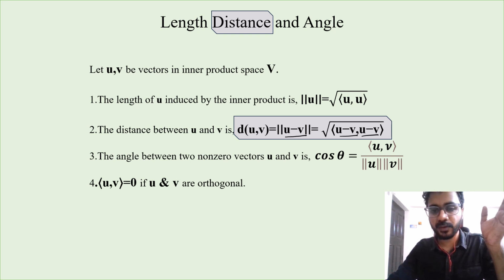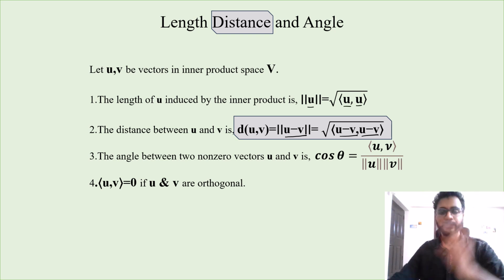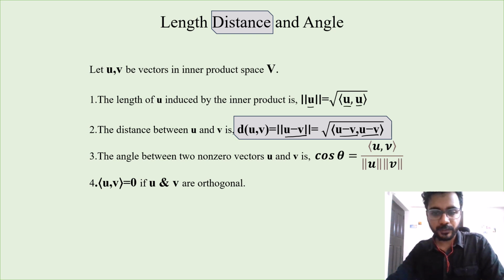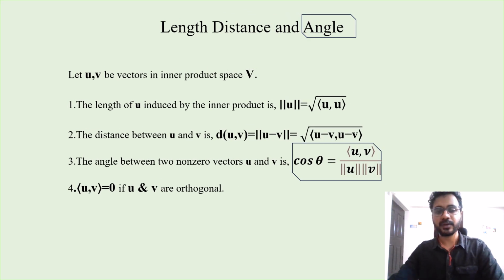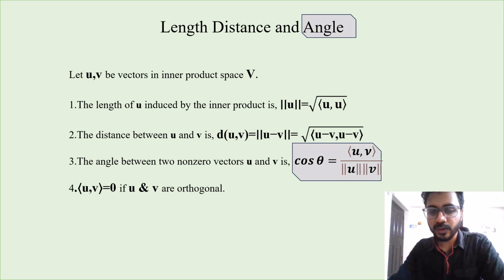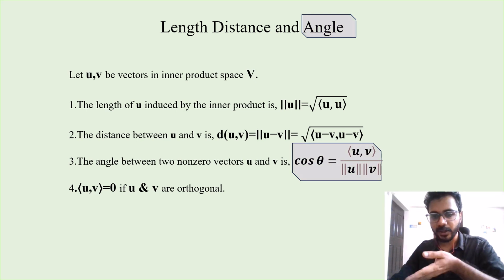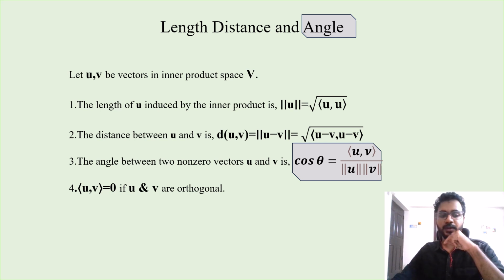Previously we had to find the length of u, so here it is the product u comma u. I think it's clear. Now in order to find the angle between these two vectors, the angle between u and v can be written as cos theta equal to the inner product u comma v divided by the length of u into the length of v. This is how we can calculate the angle between two vectors in inner product space. This is the equation.